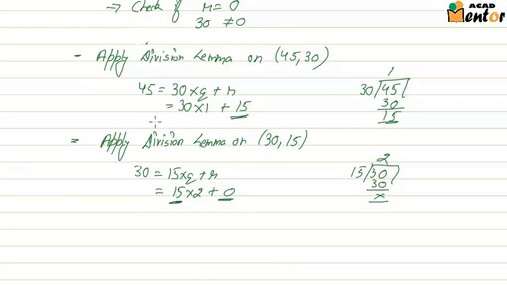So we'll write HCF of 210 and 45 is 15, which was the divisor at the stage when the remainder was 0.